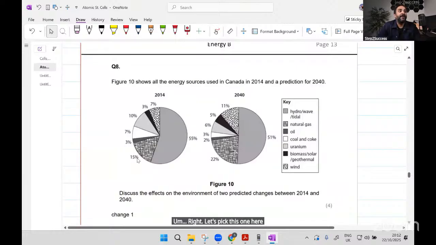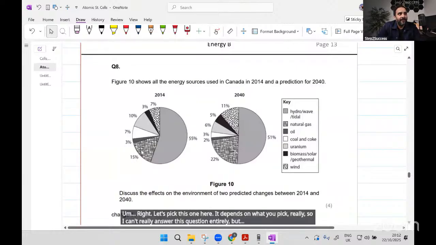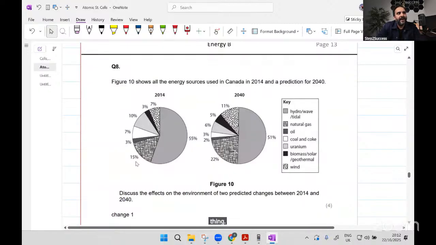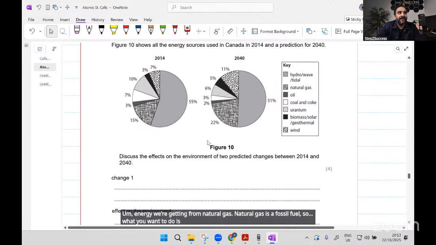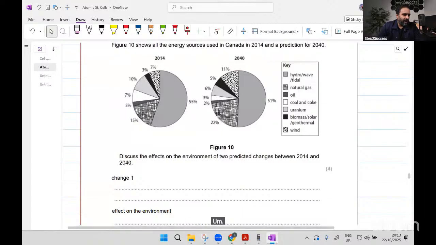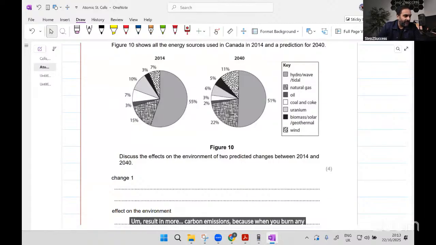It depends on what you pick, really, so I can't really answer this question entirely. But if you pick this one, let's say the natural gas with this hashed thing, then we are increasing by 2040 the amount of energy we're getting from natural gas. Natural gas is a fossil fuel. So the change is an increase in natural gas. The effect on the environment is it would result in more carbon emissions because when you burn any fossil fuel, you get more carbon emissions, or you can say more greenhouse effect, more global warming, that kind of thing.